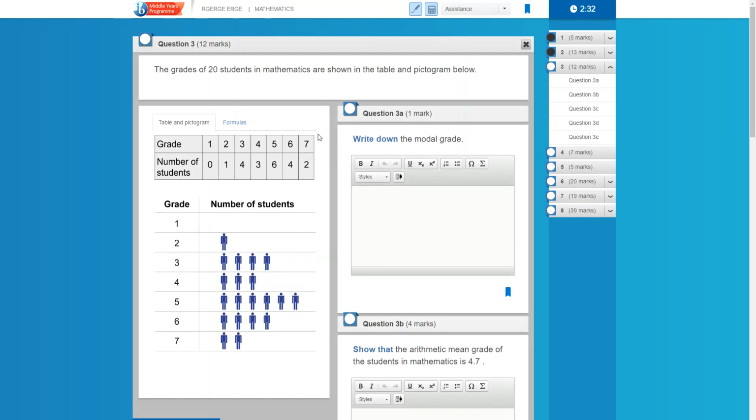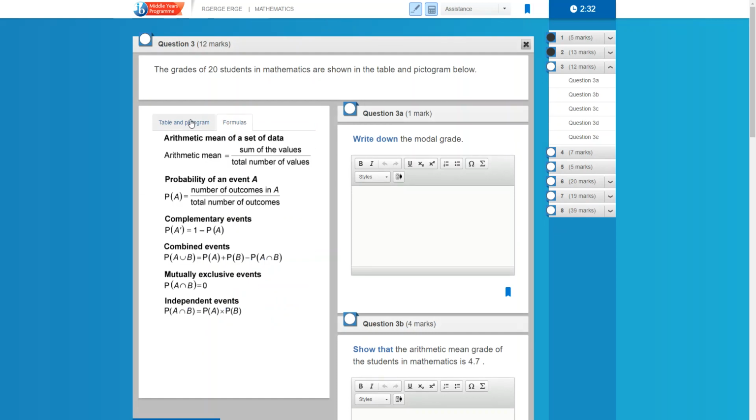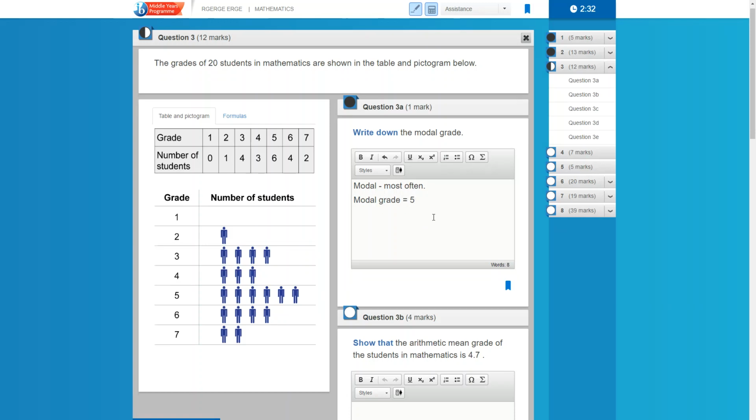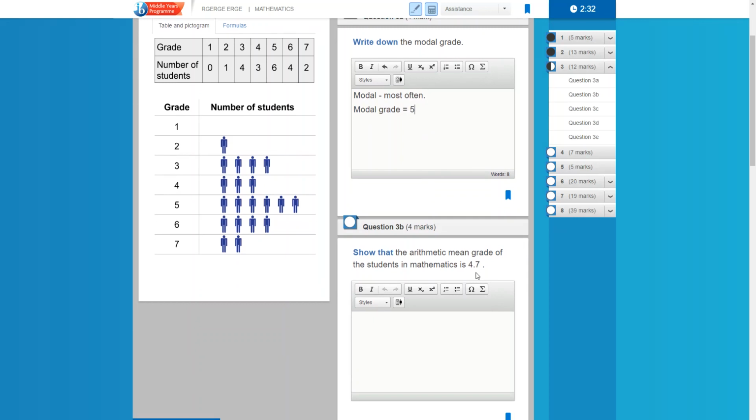Okay, the grades of 20 students are shown. We're given some formulas. Write down the modal grade. Okay, so modal is the one that occurs the most often. So I can see here, the one that occurs most often is 5. So modal grade. So that the arithmetic mean grade of the students is 4.7.